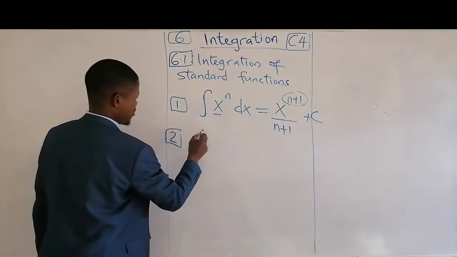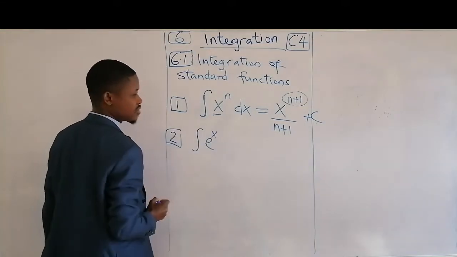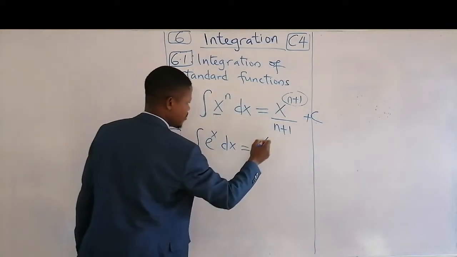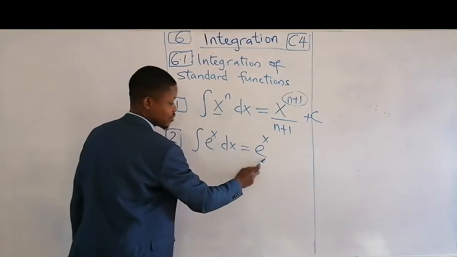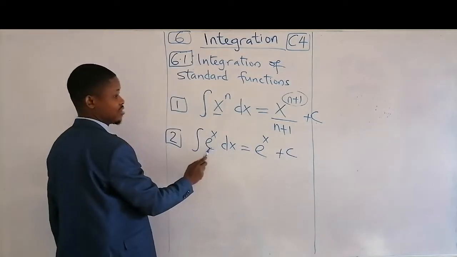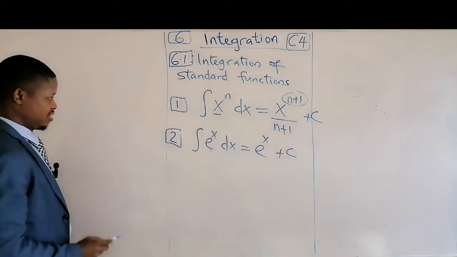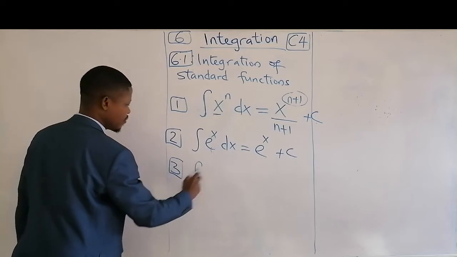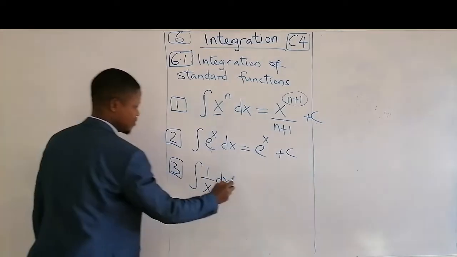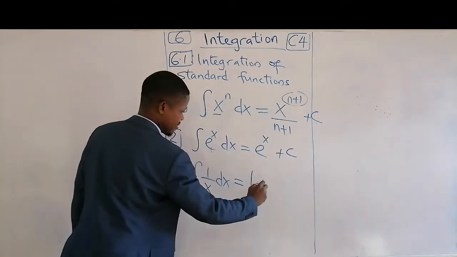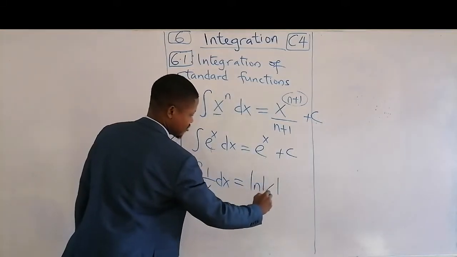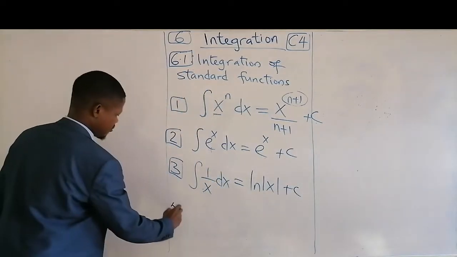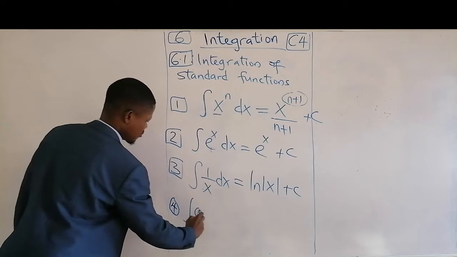Number 2, integral of the exponential function. The exponential function will give you back the same thing as the answer. There is an exception to this form, but we are going to look at that later. The third one, integral of 1 over x dx, will give you ln, you put the absolute value, ln |x| plus c.